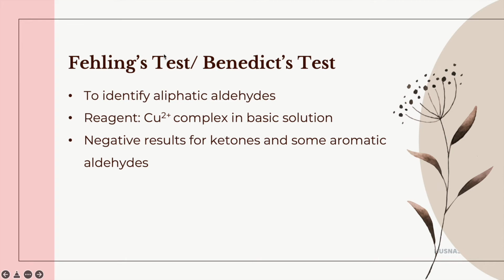Next, Fehling's test or Benedict's test. We use this test to identify aliphatic aldehyde. It cannot identify ketone, and it cannot identify aromatic aldehyde. It can only identify aliphatic aldehydes. The reagent is copper(II) complex in basic solution. So what is copper(II) complex?